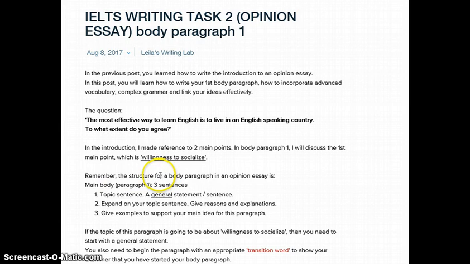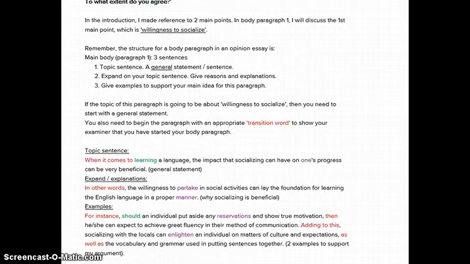Remember, the structure for a body paragraph in an opinion essay is 3 sentences. We start with a topic sentence, which is a general statement of what it is you're going to talk about. Then you need to expand and give reasons and explanations of what you talked about in your topic sentence. And finally, we give examples to support our main idea. So, I'm going to scroll down so we can take a closer look.